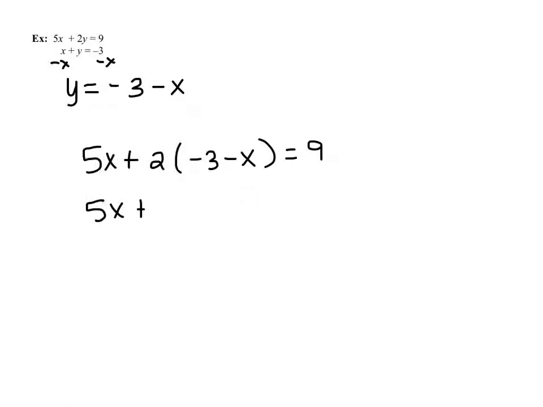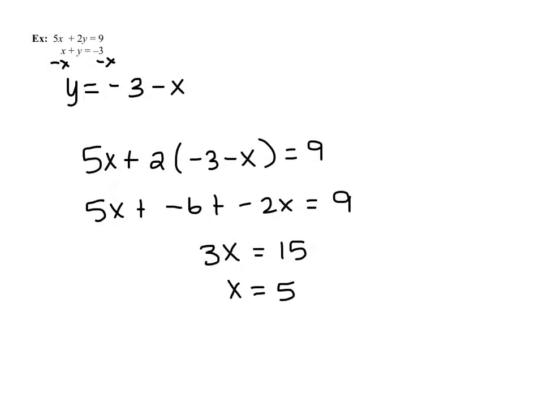If I distribute, I get negative 6 plus negative 2x equals 9. If I combine like terms, I get 3x, and then I'm also going to add that 6 to both sides in one step. x equals 5. I can take this x equals 5 and plug it right back in there. So negative 3 minus 5 would be negative 8 for y. So (5, negative 8). And that's my final answer.